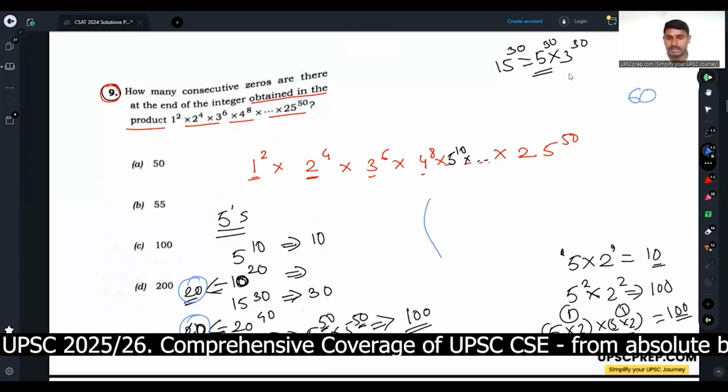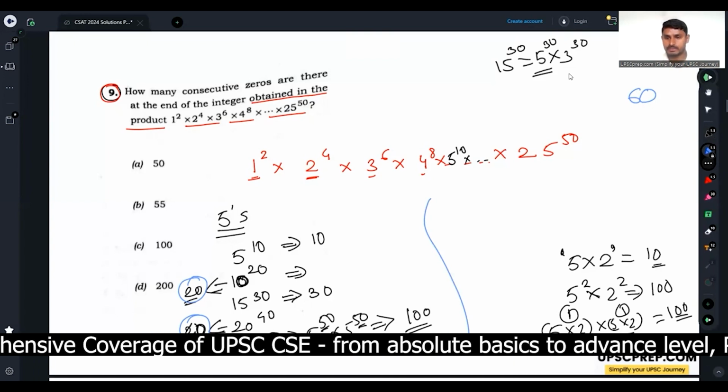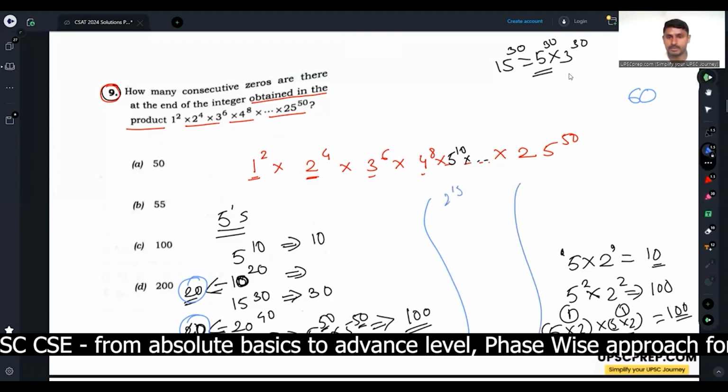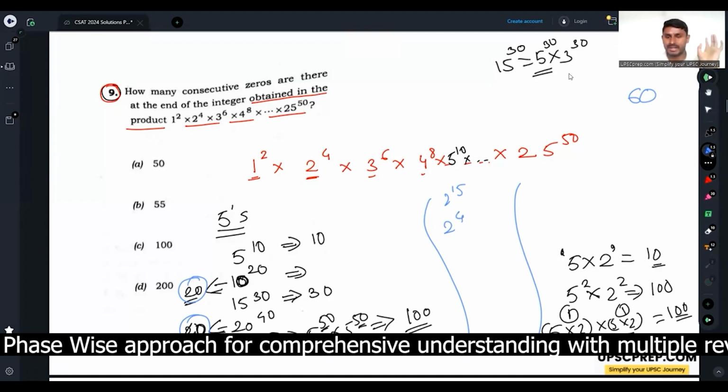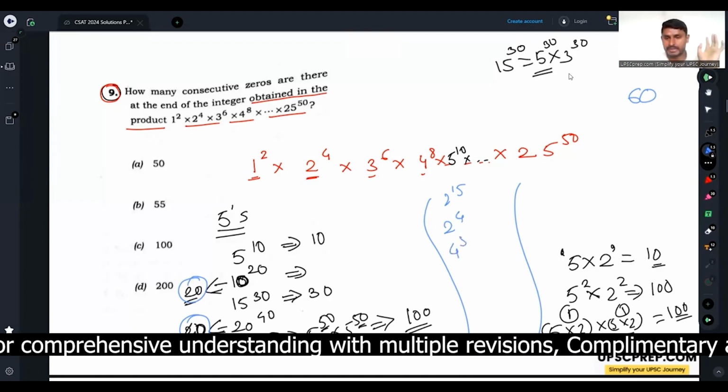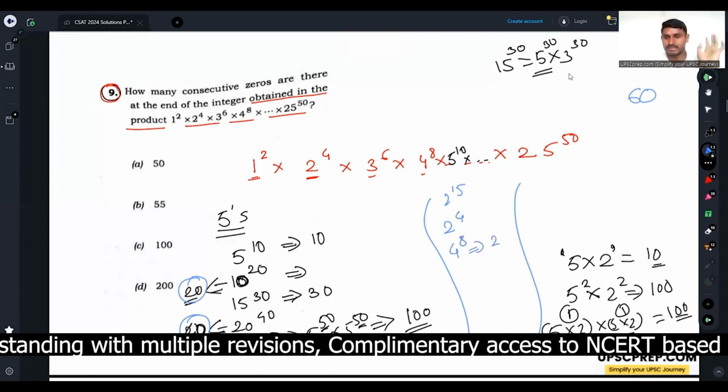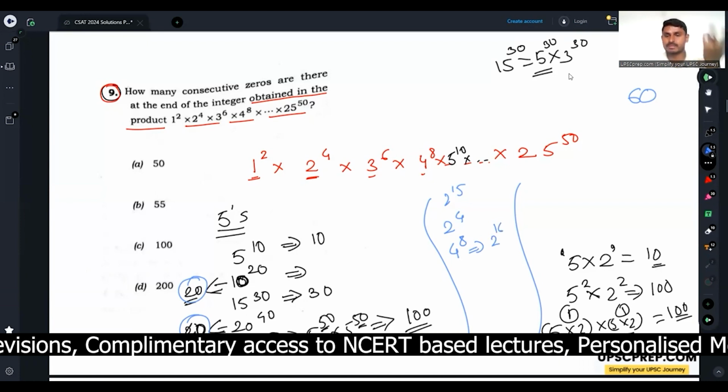Now let's see how many number of twos you will get. How many number of twos? Okay, so see here, 2 raised to 4 first of all, so here we have 4 twos. Again if I go to 4 raised to 8, here how many number of twos you will get? This can be written as 2 raised to 16. So 16 number of twos.